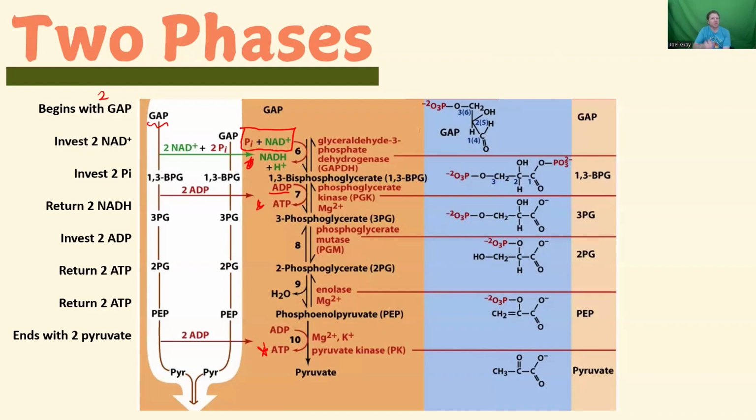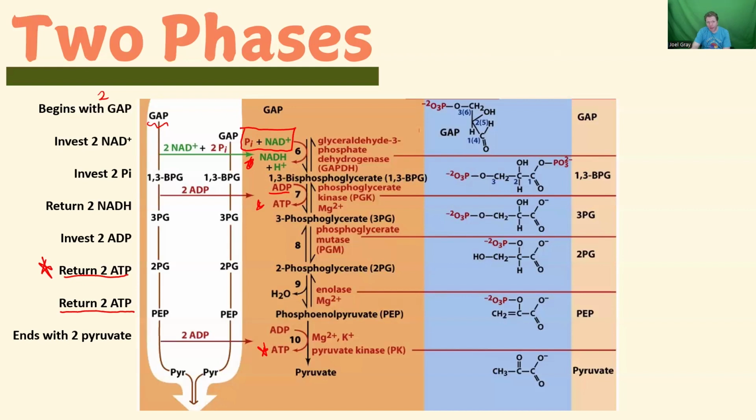So since all this is happening 2 times, there's 2 steps where we're generating 2 ATP. So our total return will be, I've got it highlighted here, return 2 ATP. And then this isn't a typo. I have it twice because we're returning 2 ATP twice. So we're getting a total of 4 ATP out of this.